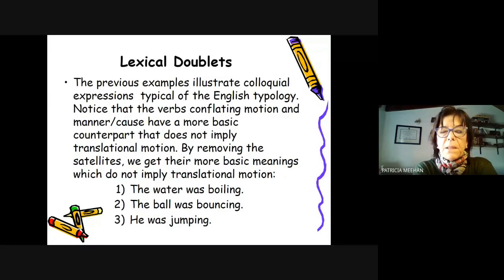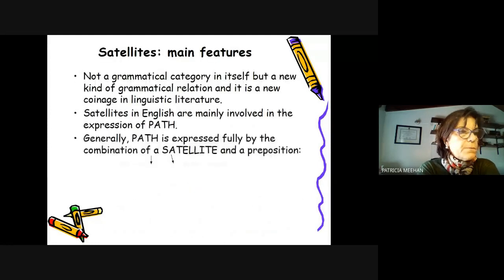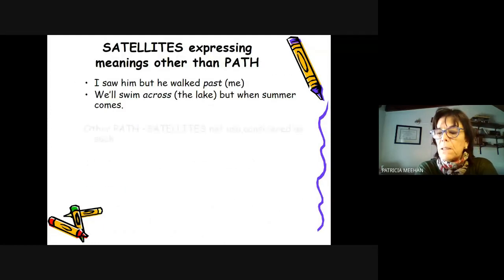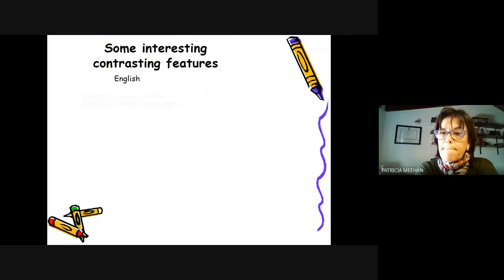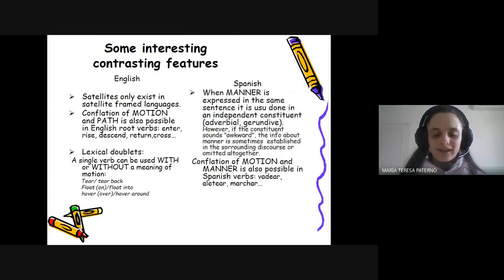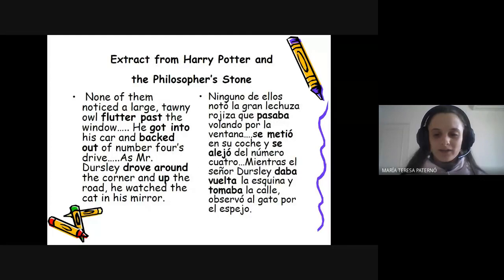A ver, María Teresa, mientras María Teresa me pregunta, Sofi, vayamos al último, a la oracióncita que teníamos que analizar. Sí, María Teresa. Profe, no entiendo por qué Kik no muestra manner.